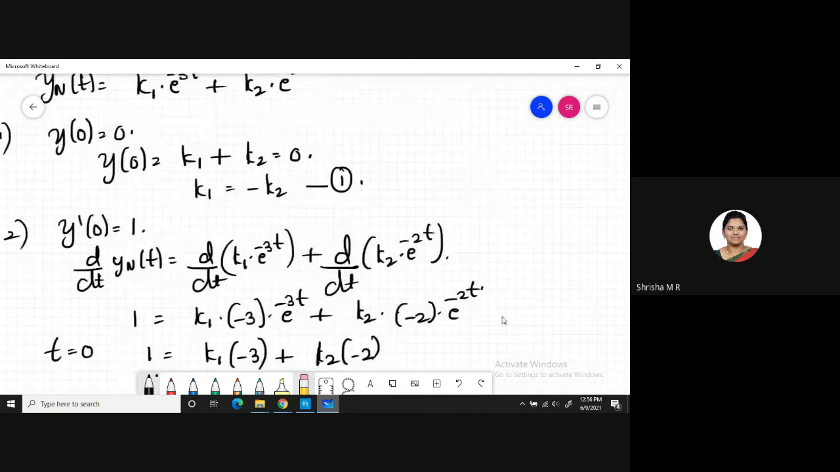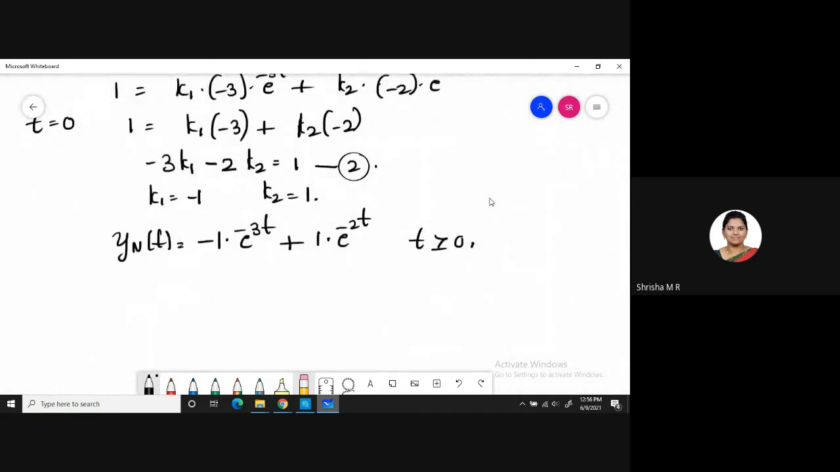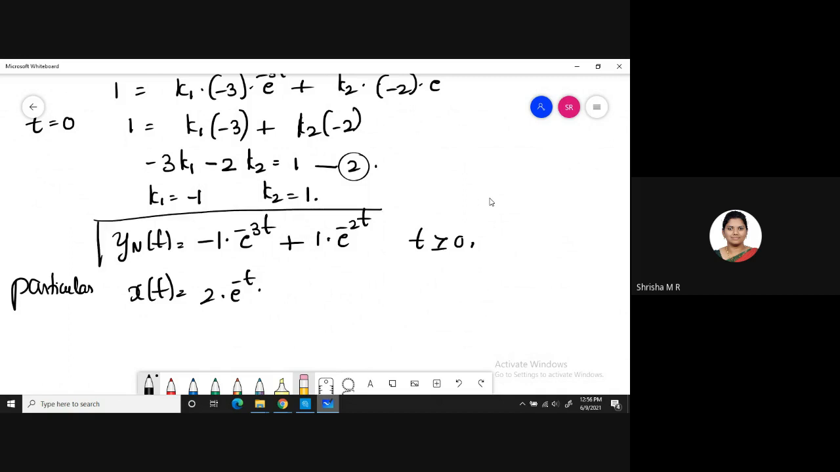So what is the input? x of t is given to be, now we are calculating the particular response, x of t is 2 into e power minus t. This you keep somewhere; we can use it for the total response later. So x of t is 2 into e power minus t into u of t.